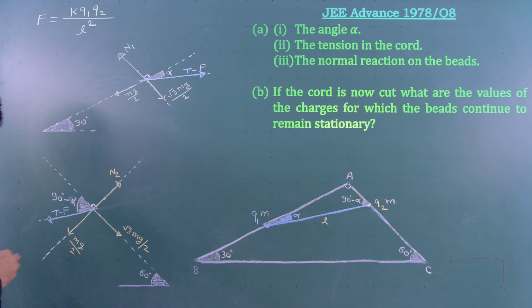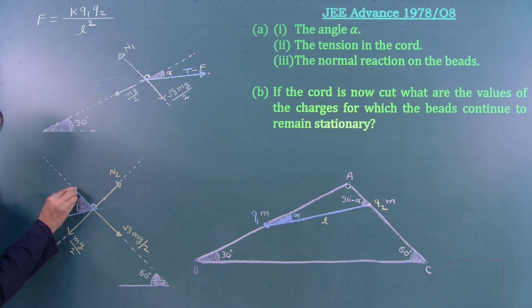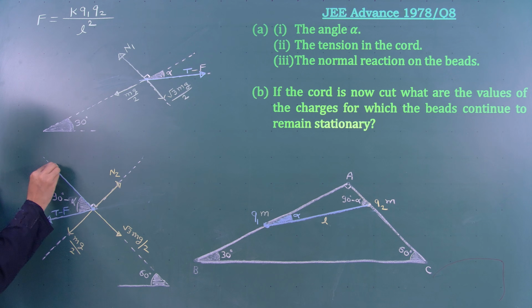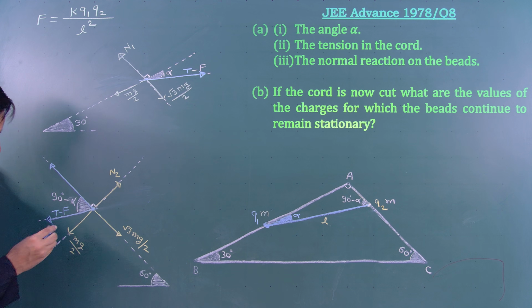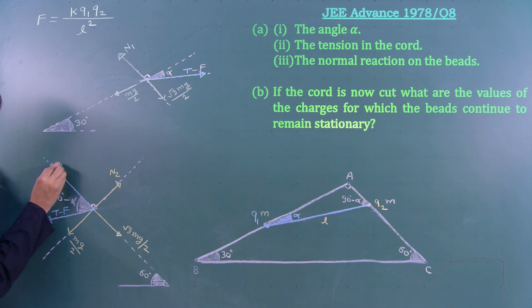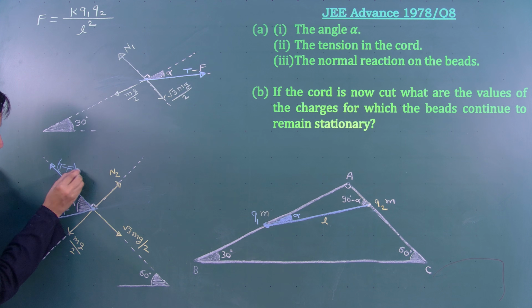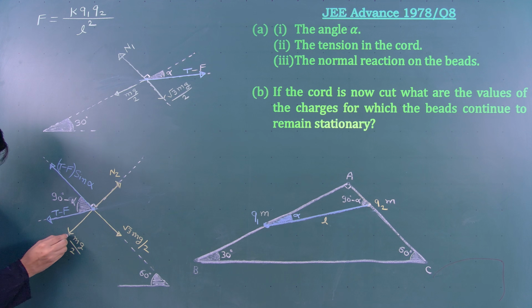Now, the component of this force along this line is (T − F) cos(90° − α). Cos(90° − α) means sin α. So this force is (T − F) sin α. One component is along this line.